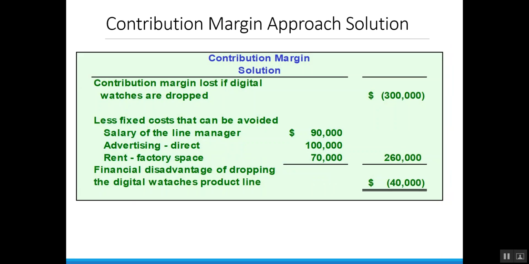Let's look at an analysis. We want to start with, what are we giving up here? We're going to lose the contribution margin of 300,000. Now we have a list of fixed costs we can avoid, but some of those fixed costs can't be avoided, and if they can't be avoided, they don't go into the analysis. So we list what we can avoid here, and we compare the lost contribution margin to the costs that are given up. We have a financial disadvantage because we're losing more contribution margin than we are cost. Therefore, we would not want to drop that business segment.